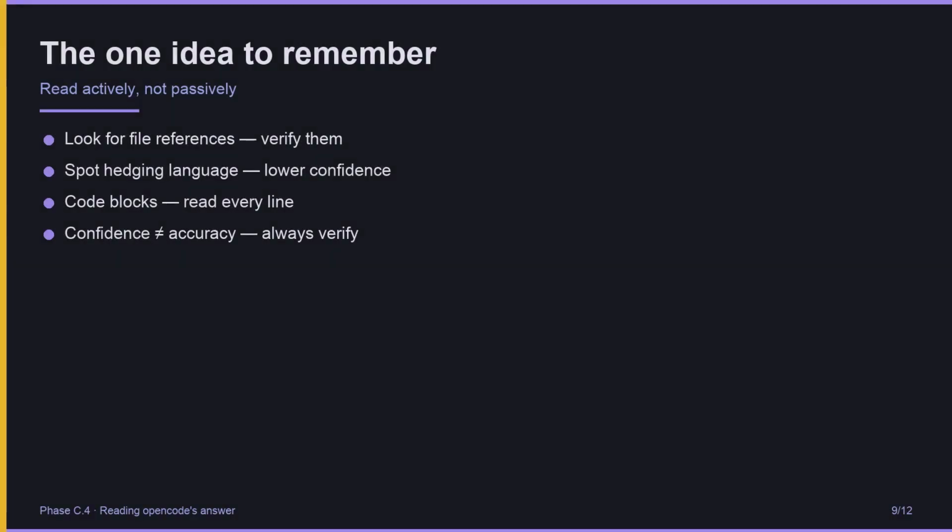If you remember one idea, read actively, not passively. Look for file references, and verify them. Spot hedging language and treat it as lower confidence. For code blocks, read every line. And confidence does not equal accuracy, so always verify what you can. Active reading is what separates useful agent users from frustrated ones.